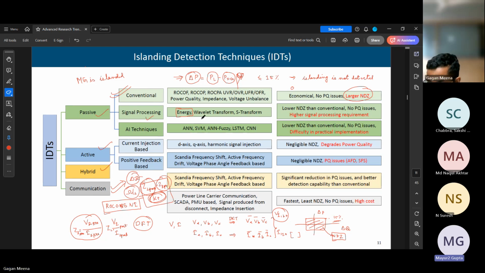Sorry, I'm interrupting. Negative sequence impedance based islanding detection: why will the negative sequence impedance increase or decrease if, say, a system which has zero import from the grid gets islanded?